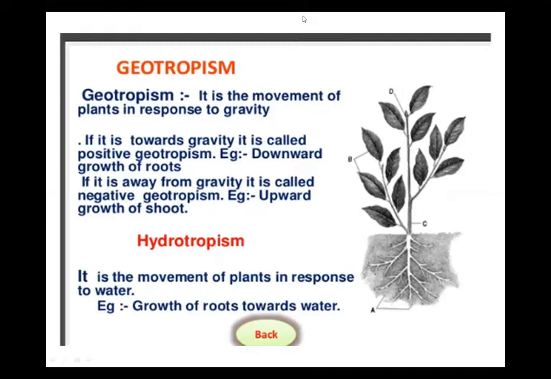And the third type of tropism is called hydrotropism. Hydro means water. It is the movement of a plant in response to water. We will give an example of hydrotropism.